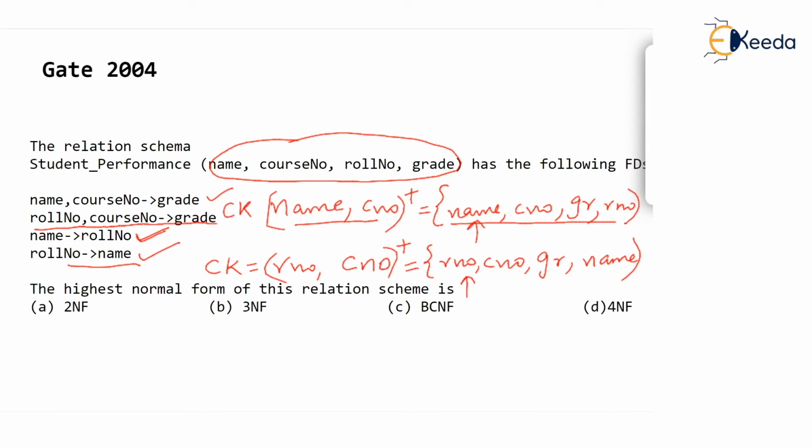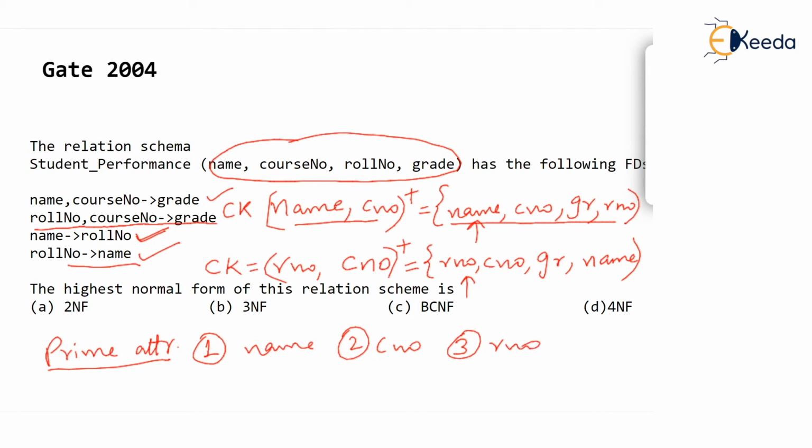So which are the prime attributes, by the way? Remember, the prime attributes are those attributes which are part of some candidate key. So there are three prime attributes. Name is a prime attribute. Course number, of course, that's compulsory in the candidate key. And roll number is a prime attribute. Okay. Now let us see which normal form is this table in. What is the normal form for this table?